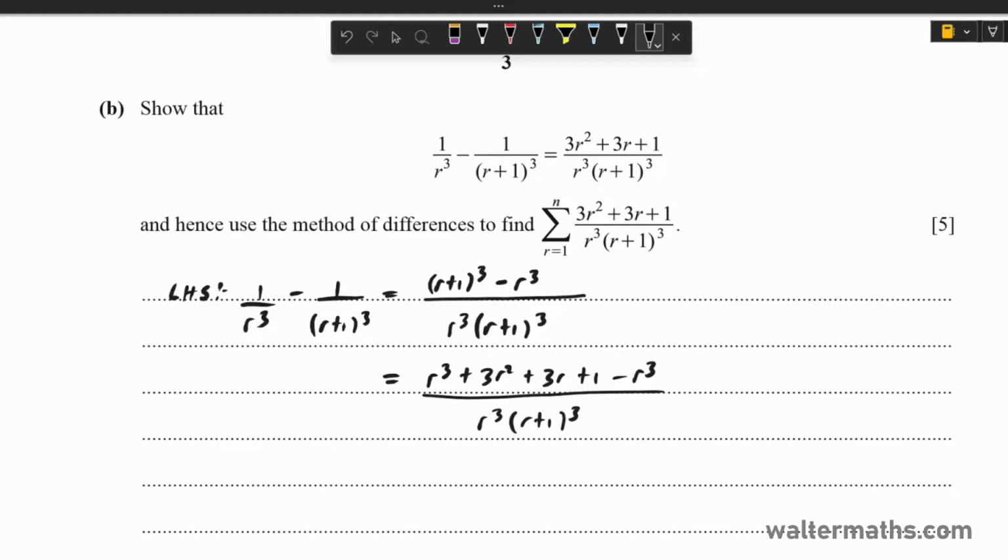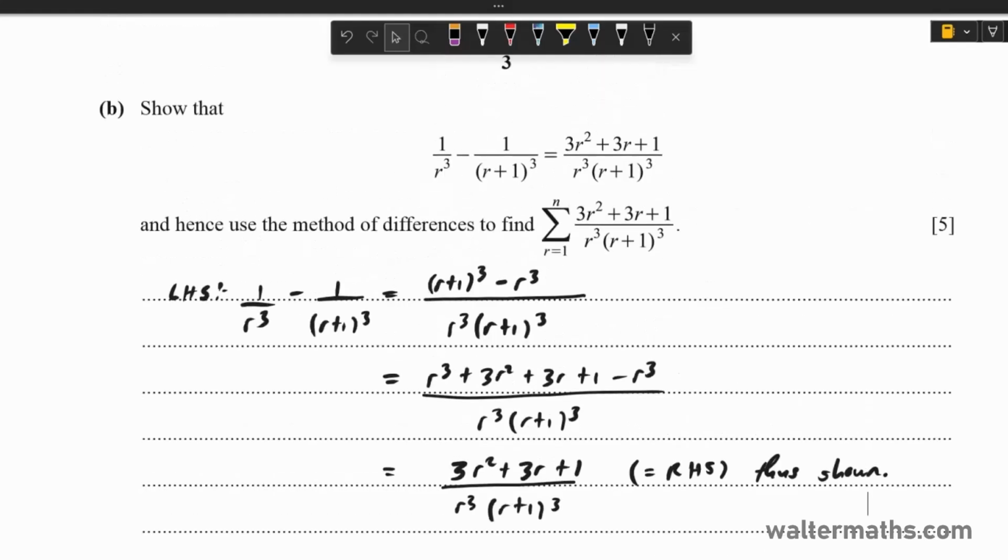Alright, so this is going to give us on top r cubed minus r cubed, that's 0. So we're left with 3r squared plus 3r plus 1, over r cubed of r plus 1 cubed. So this is what we now have, and you can see that it's equal to the right hand side. That's shown. So that's what we do for the first part.